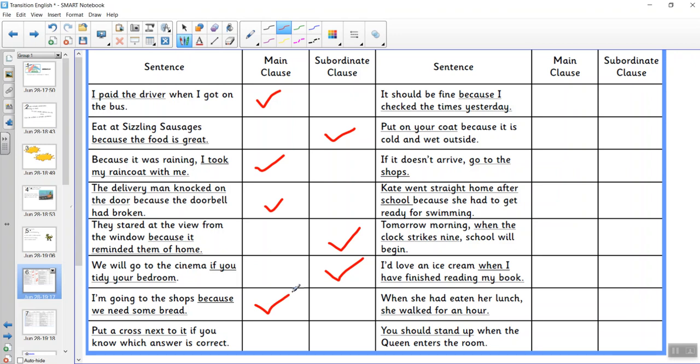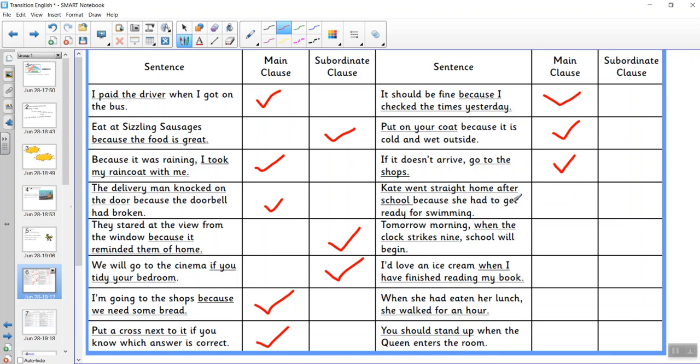"I'm going to the shops", that's my main clause. Put a cross next to it if you know the correct answer. "It should be fine because I checked", that's the main clause. "Put on your coat", that is the main clause. If it doesn't arrive, go to the shop. Now, can you see my subordinating conjunctions at the beginning there? So "go to the shop" is still the main clause. I hope you didn't fall for that one.